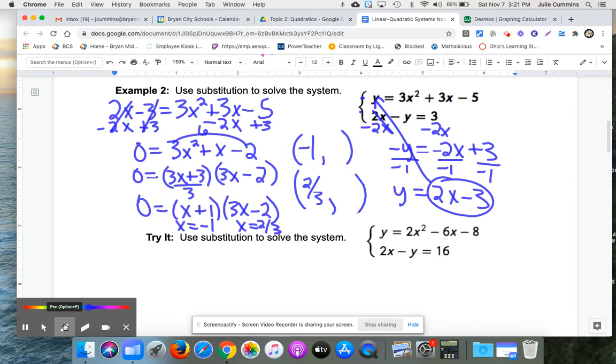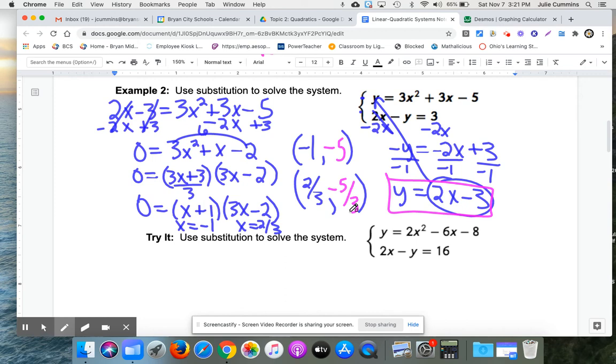To find those y values, we just need to go back to one of the original equations to plug in. This looks like a great one. And I'm going to plug in -1, which gives me -5. I'm going to plug in 2/3. I might use my calculator for that. Gives me -5/3. Okay. So we can use substitution to solve these. If you want to check this on Desmos, you just pop both those equations in there and it'll give you your answer.